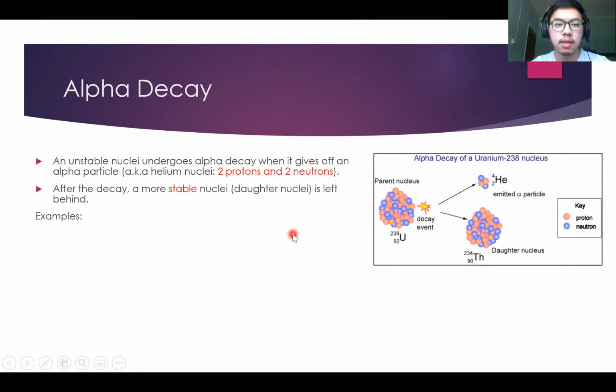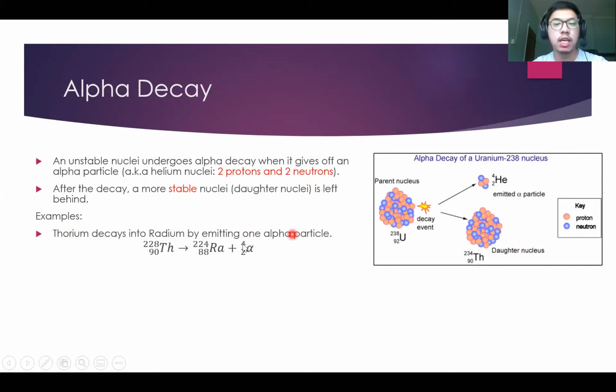Here are some examples of alpha decay. Thorium decays into radium by emitting one alpha particle. The equation looks like this: you have thorium and then an arrow, and it becomes radium by giving out an alpha particle. I'll show you what an alpha decay looks like with the animation coming next.